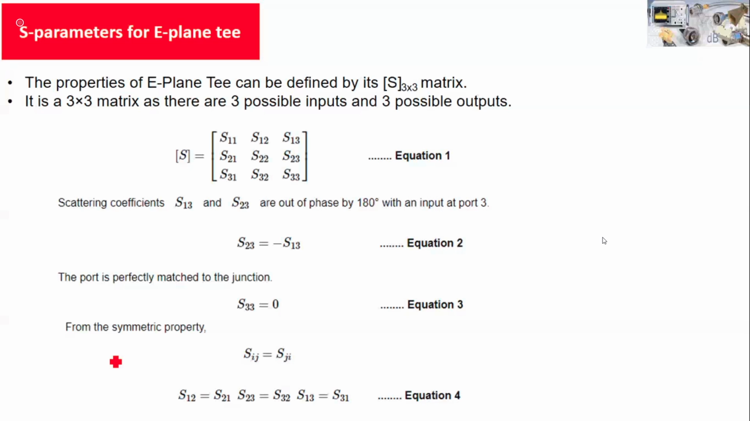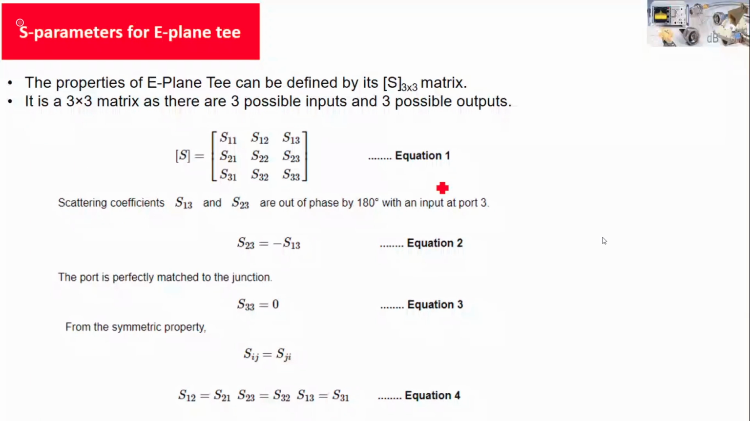That means now first we'll see here in case of E plane T, it is a 3-port device. That means it will have a 3x3 matrix. So the 3x3 matrix I have represented in the form of S. I have written S11, S12, S13, S21, S22, S23, S31, S32, S33. Okay, consider this as equation 1.